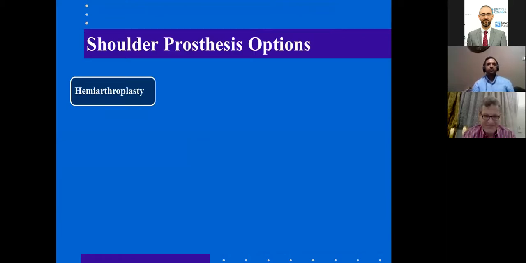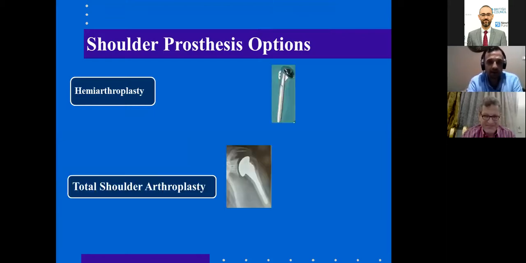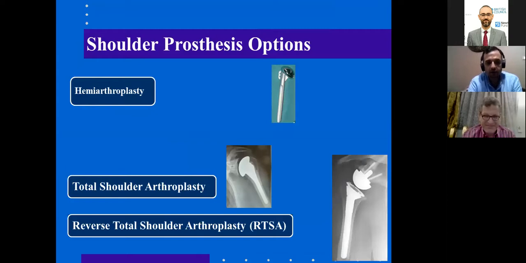We have many shoulder prosthesis options, including hemiarthroplasty, or total shoulder arthroplasty, or reversed shoulder arthroplasty. Actually, reversed shoulder arthroplasty was covered by our professor, and here we will talk about total shoulder arthroplasty.